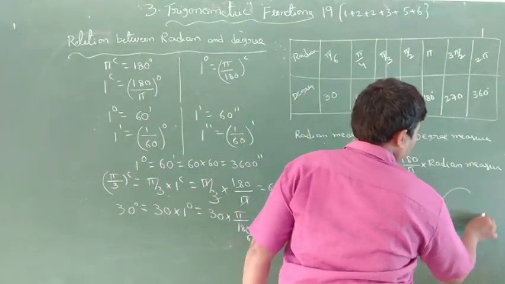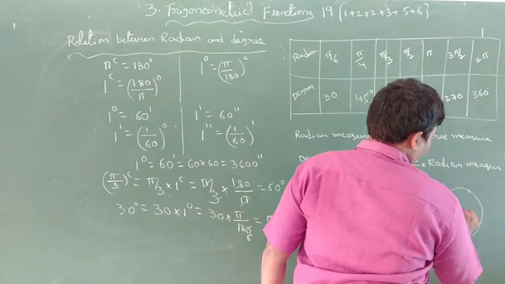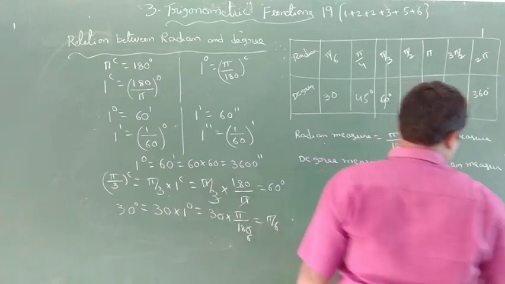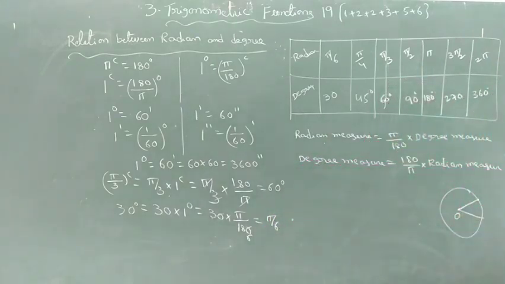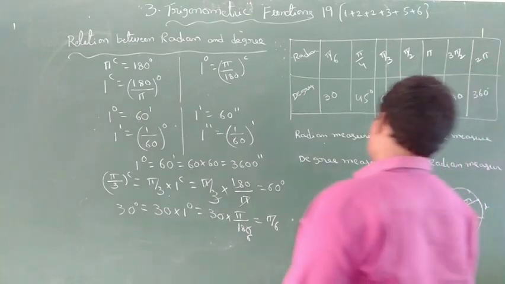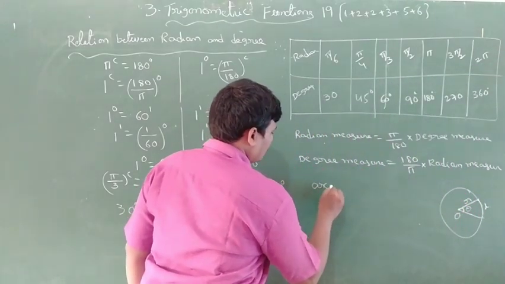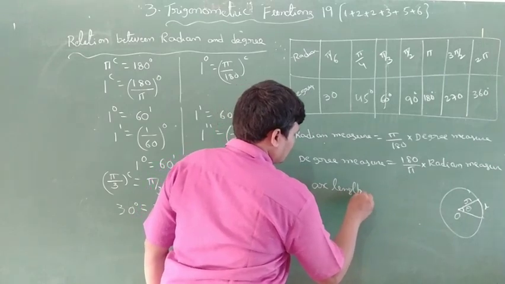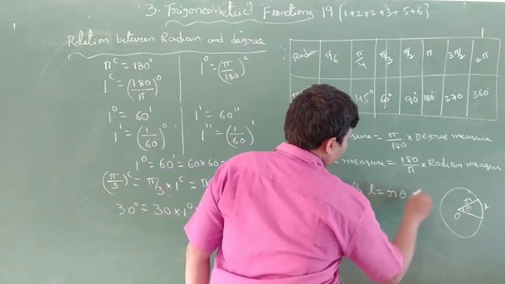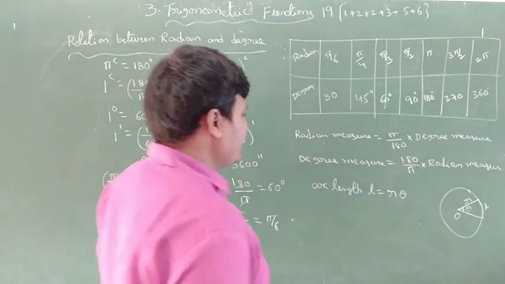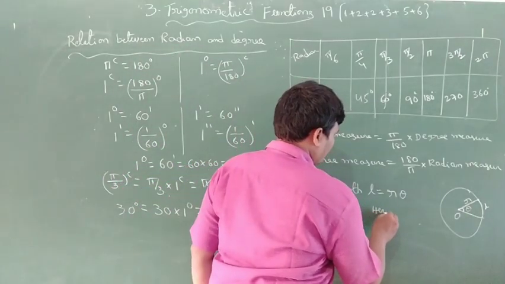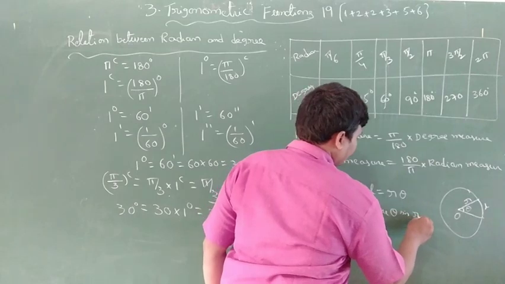So this is the circle, this is the radius, center O, this is arc length L, radius R, angle theta. So arc length L is equal to R into theta. Here theta is in radians.